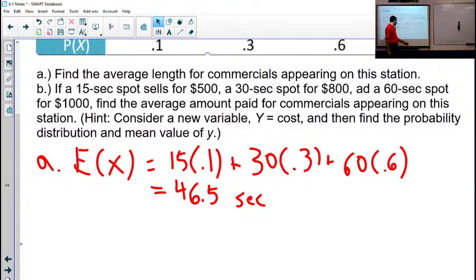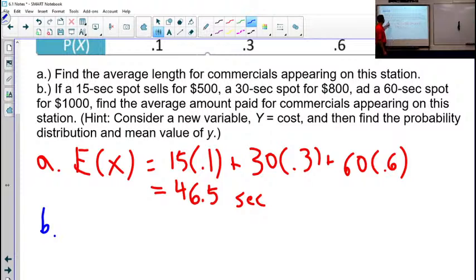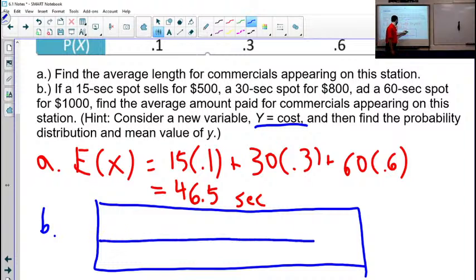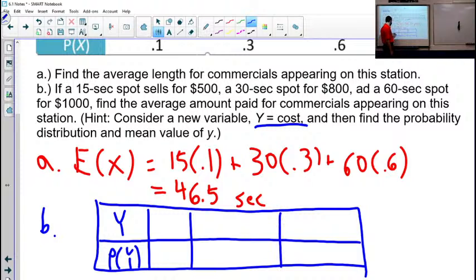So let's move on to part B now. We're going to make a new variable, y, being cost. And we're going to make a distribution with y. So we're going to make a new table here. That's what we're going to add to this problem. We have y, and we have the probability of y. There should still be 3 choices.